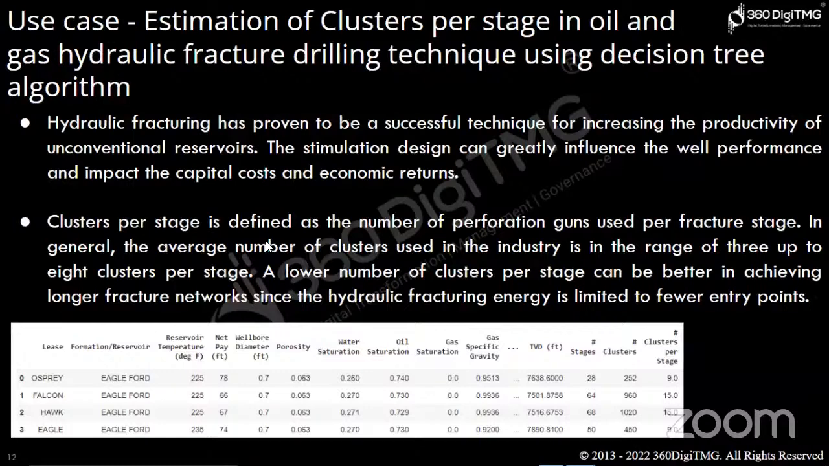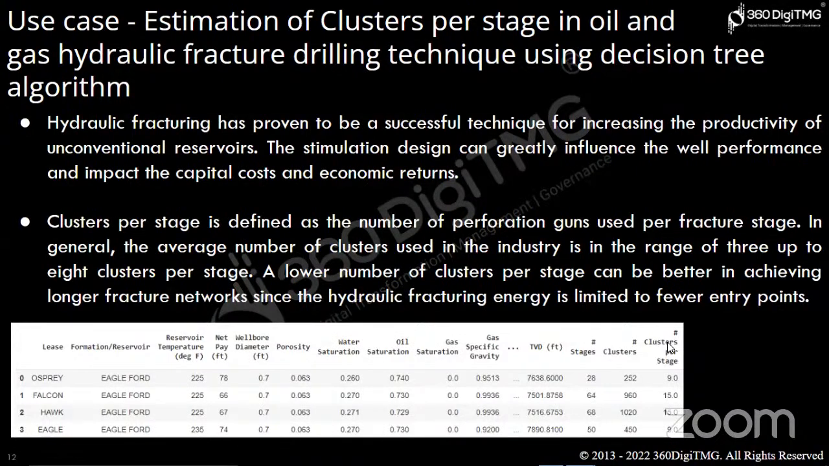The factor that I have considered in this analysis is the clusters per stage. We can see the data here. This is the factor that I have taken, and that will be my output variable. Based on that, I am going to work on this data.